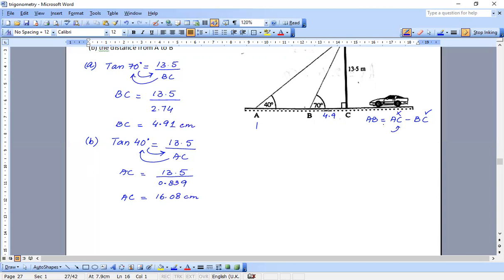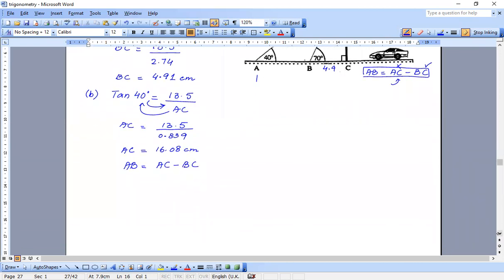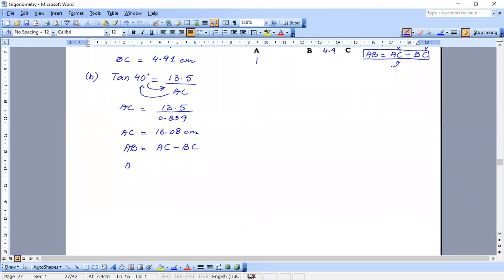Now, remember why we were calculating AC? We were calculating AC so that we can calculate AB. Now that I have AC, I'll be able to calculate AB, which is AB equals AC minus BC. You have the value of AC, you have the value of BC, so I'll be able to calculate the distance from A to B. AC is 16.08 minus BC is 4.91. When I take the difference, I'm left with 11.17 centimeter. That's the answer to the question.